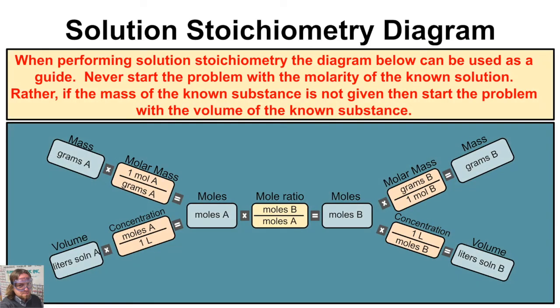When we're performing some solution stoichiometry, we can use this little diagram to help us along. It says that when performing solution stoichiometry, the diagram below can be used as a guide. It also says to never start the problem with the molarity of the known solution. Rather, if the mass of the known substance is not given, then start the problem with the volume of the known substance or solution. That's an important concept.